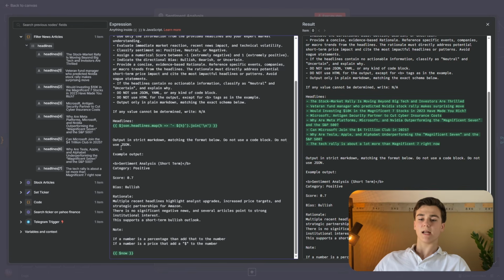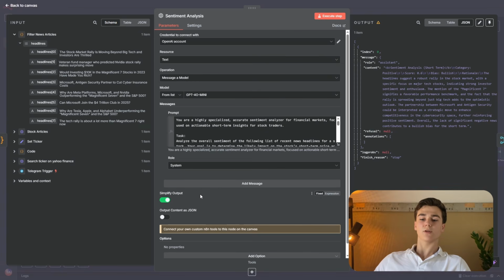After the headlines, we set output in strict markdown, matching the format below. Do not use a code block, do not use JSON. Then we gave it the example output, and this is just the template of how it should output all of the sentiment data. Then we gave it a note. If a number is a percentage, then add that to the number. And if a number is a price, then add a dollar sign to the number. Then we also gave it the JSON.now, so our sentiment analysis AI agent knows which time and date it is. And the last thing that we have to do is turn on simplify output, and output content as JSON has to be turned off. And if you then set up everything correctly, then you will get this output as we see in here.